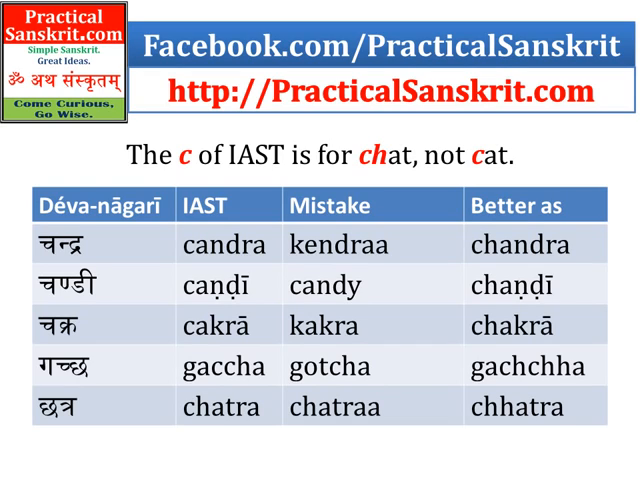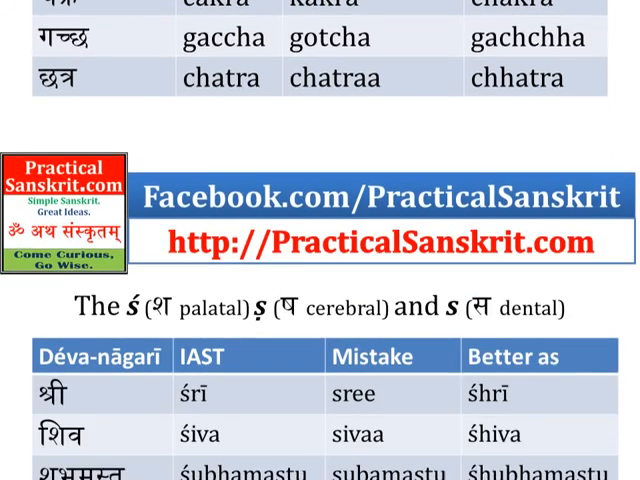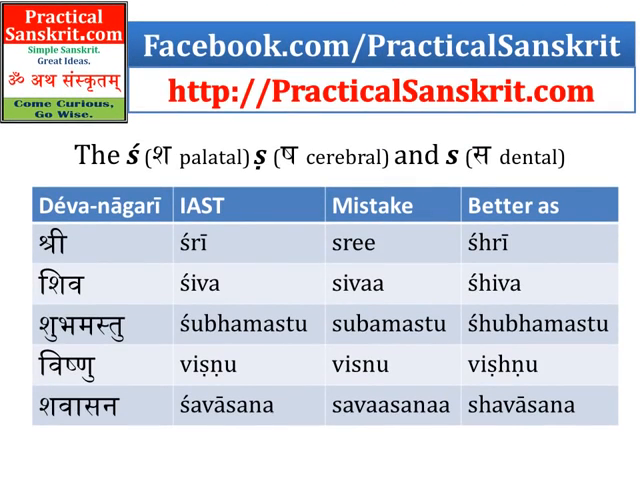Chandi, the name of Devi, Candi, you are bound to pronounce it as Candy, which is totally different from Chandi. Chakra becomes Kakra, Gacha becomes Gotcha, Chhatra becomes Chatra, all of them wrong. The second source of confusion comes from the three S sounds, sh, sh, s. The first one is palatal, second is cerebral, and the third is dental.